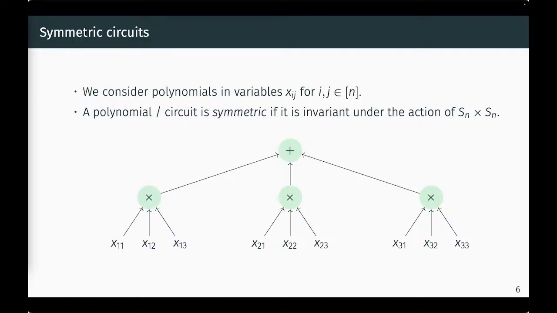And here's an example of such a symmetric circuit. The multiplication gates involve, for every fixed first index, all second index variables. So if I permute the first index somewhere, I just have to permute the multiplication gates. And if I permute the second index, I have to permute the gates that feed into one of the multiplication gates. So this is a circuit that is symmetric under these matrix symmetries.